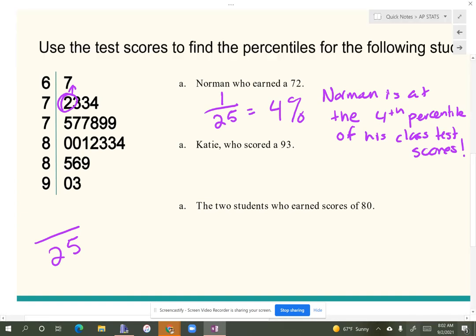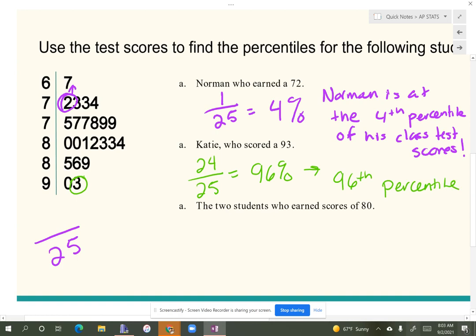Katie, who scored a 93. Katie's 93 is right there. And if we notice, she's test number 25. So that means that there are 24 scores underneath Katie. Then 24 divided by 25, we get 96%, or 0.96, which is 96%, which then would say that she falls at the 96th percentile.